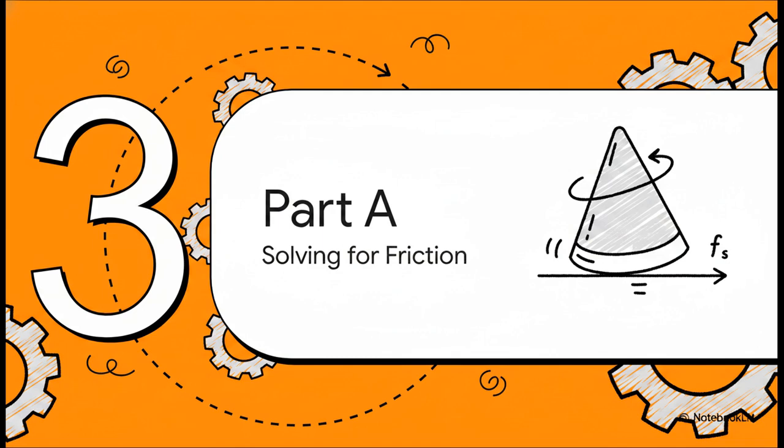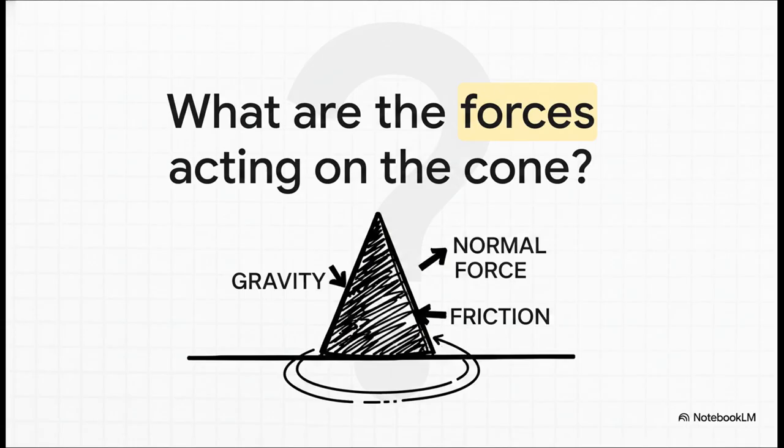Okay, we've got our tools, we've got our concepts. Let's start solving. We'll begin with part A, finding that static friction force for a specific angular speed. So, first things first, before we write down any equations, just take a second and visualize it. What forces are actually acting on our cone? I mean, really think about it. You've got gravity, right? Pulling it down. You've got the normal force from the surface pushing up. And of course, the one we're really interested in, friction. Now let's see how these all play together.